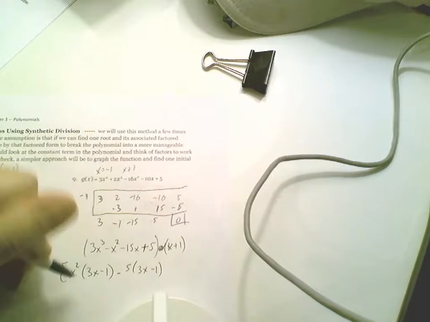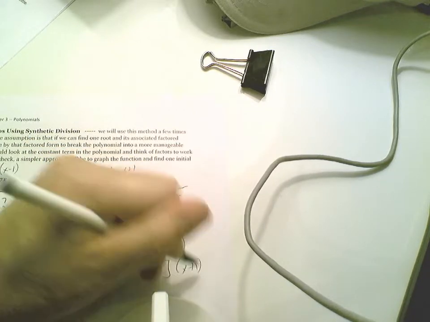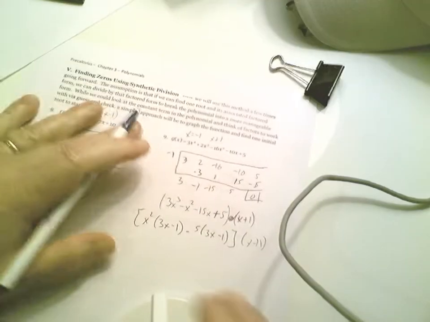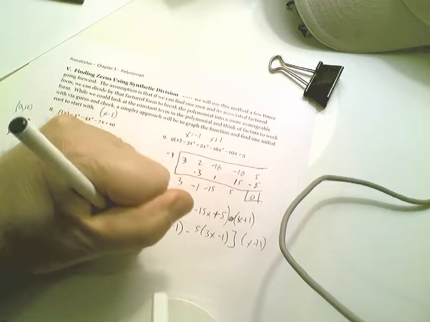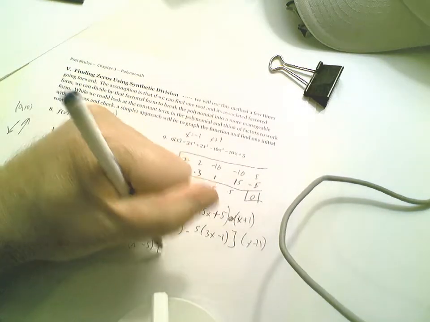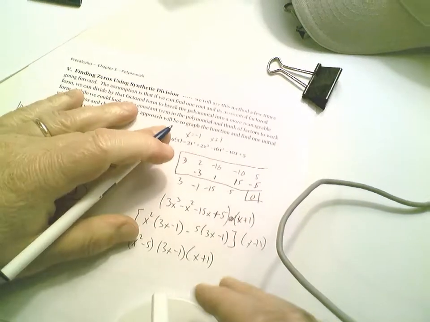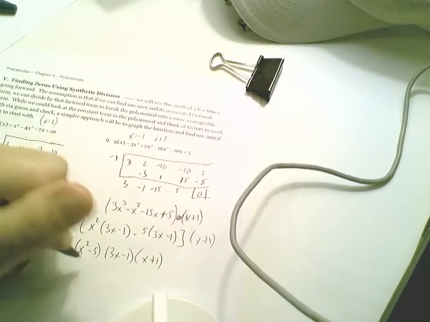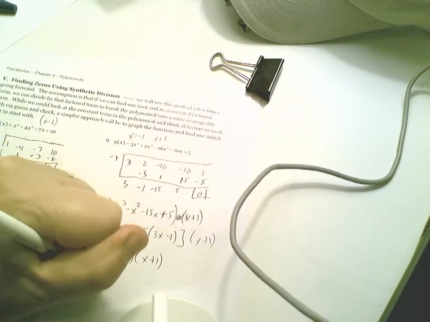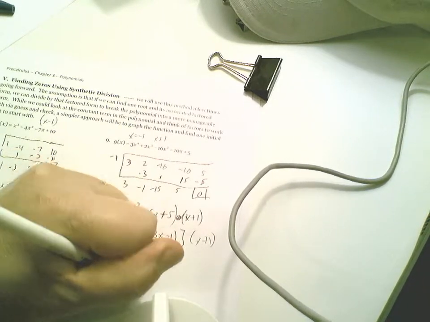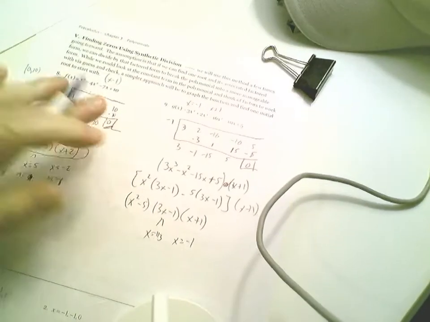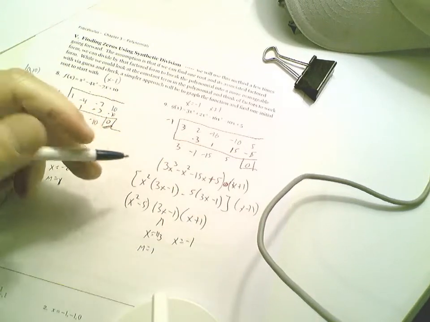I'll put some brackets around. I still have my x plus 1. No sweat. All right, what do I have? x squared minus 5, 3x minus 1, x plus 1. What can I do with this? Well, here comes a root at x equals 1/3. We already knew we had a root at x equals negative 1. Both of these with multiplicity of 1.